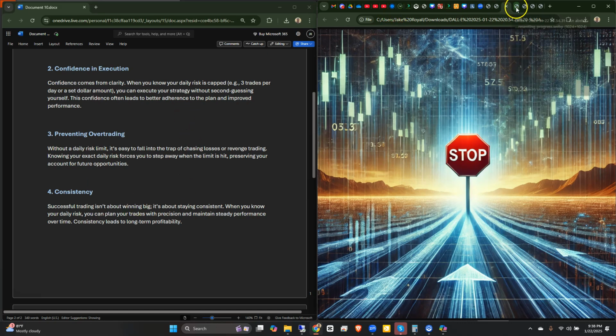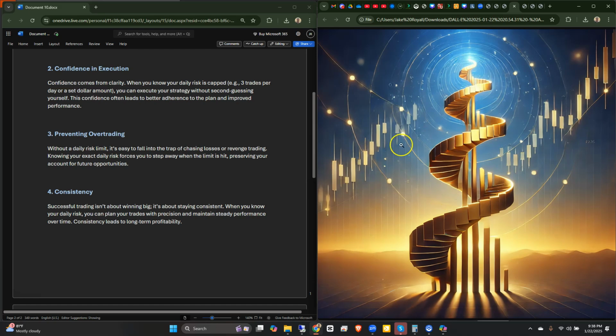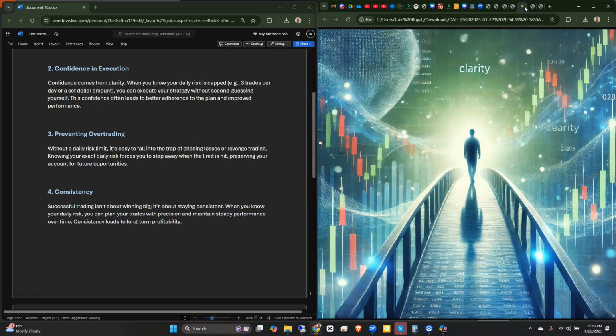Number 4, consistency. Really cool graphic that Chat made for us on this one. Isn't that awesome? It's like Jacob's ladder. Hey, my name's Jacob. Number 4, consistency. Successful trading isn't about winning big. So true. It's about staying consistent. When you know your daily risk, you can plan your trades with precision and maintain steady performance over time. Consistency leads to long-term profitability. So true.